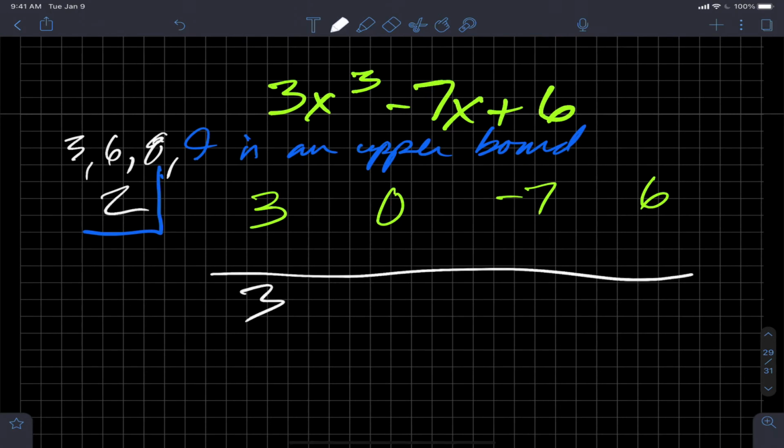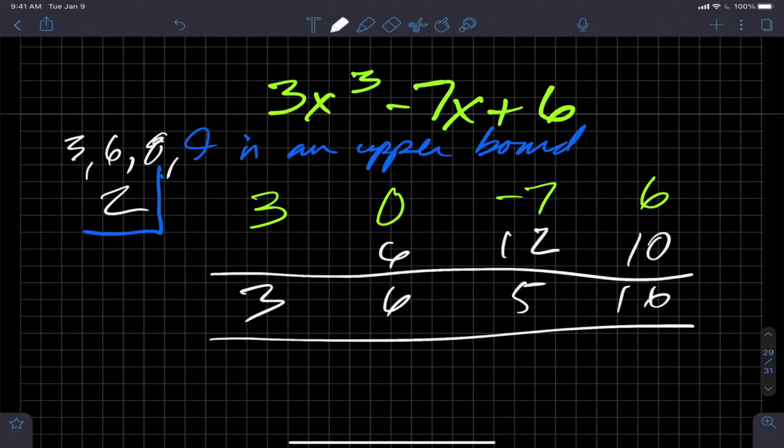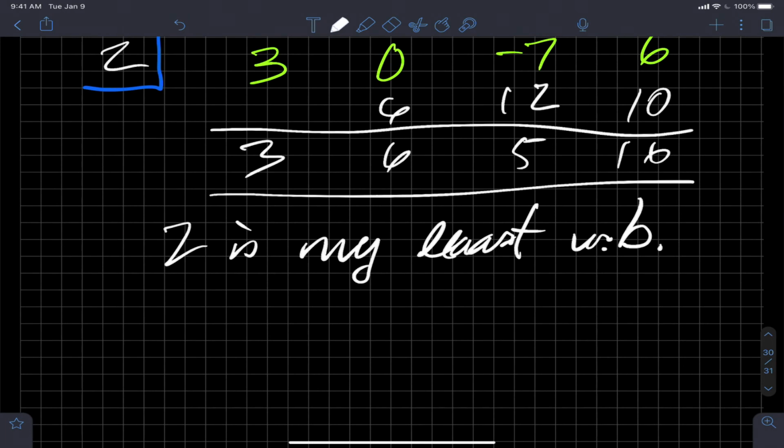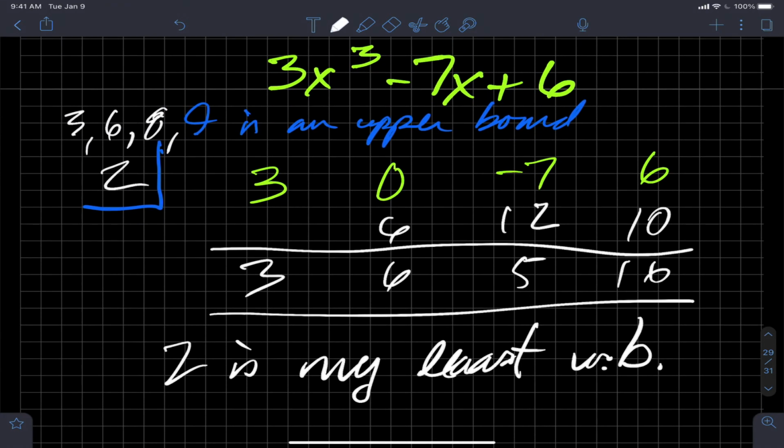So bring down the 3. 2 times 3 is 6. 2 times 6 is 12. 2 times 5 is 10, so 16. 6 is an upper bound. And because we tested 1 and 1 is not an upper bound, 2 is my least upper bound. Okay? So now I know all the zeros are less than 2. And so I took off half the numbers, and now I have another half. But there's still infinitely many. So let's try to sort out where the lower bound is, and I'll try to tighten it up a little bit. So we're going to try to find the lower bound. And we don't care about all these upper bounds anymore.